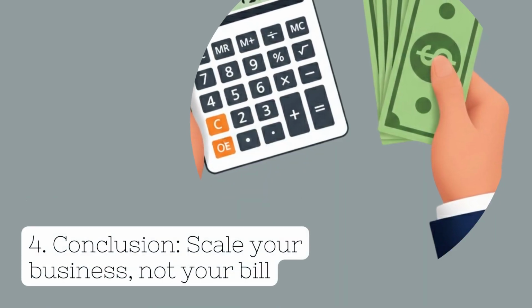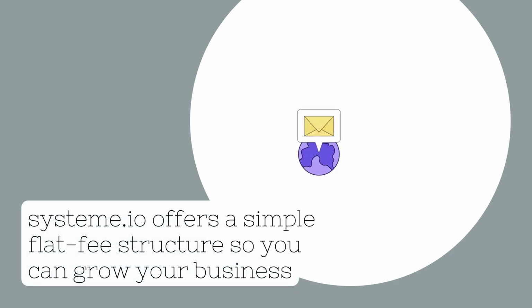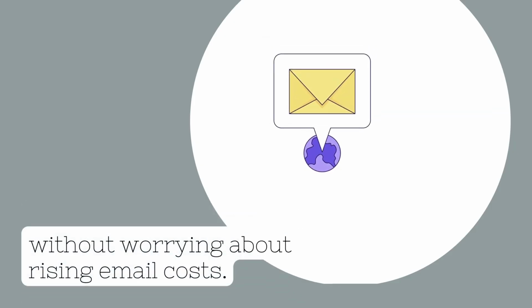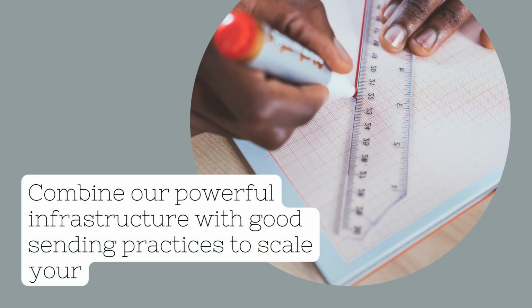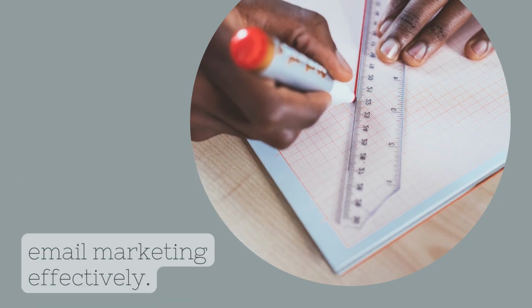4. Conclusion: scale your business, not your bill. System.io offers a simple flat fee structure so you can grow your business without worrying about rising email costs. Combine our powerful infrastructure with good sending practices to scale your email marketing effectively.